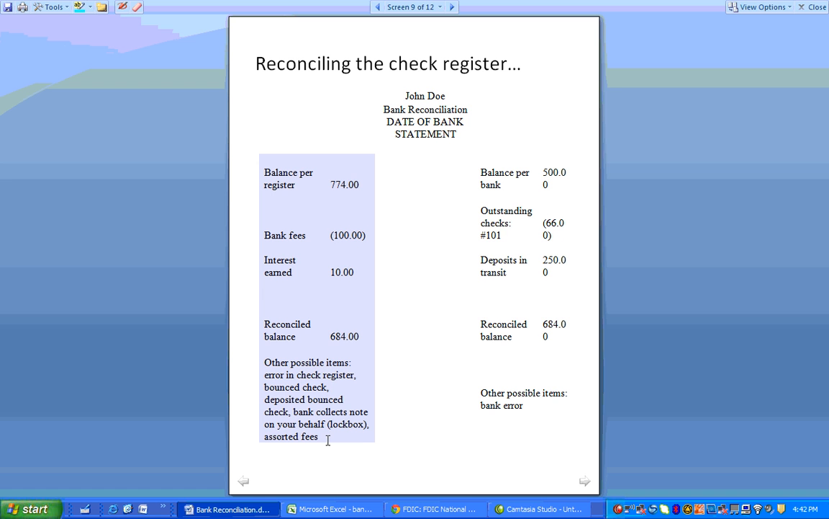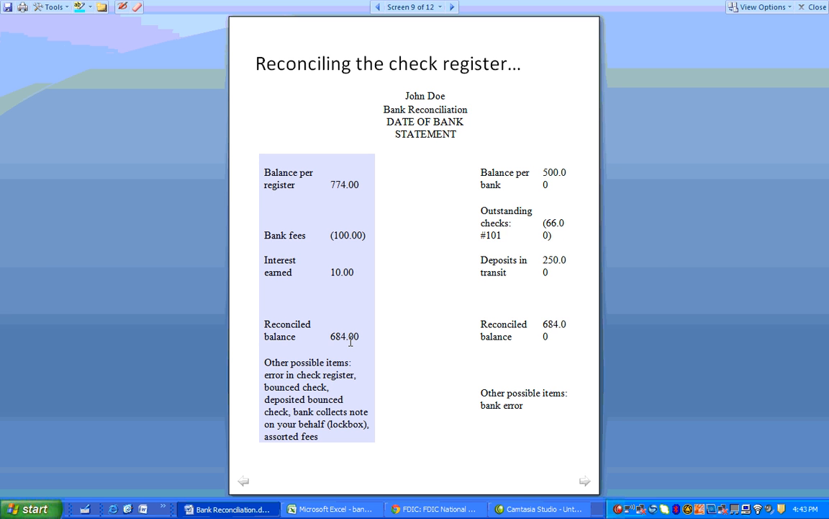You're not done now. Even though this account reconciles, remember, we want to record everything in the register, all of the transactions. So we just found out about a couple more transactions. Here's some bank fees that need to be recorded in the check register, and interest earned. That has to be recorded in the check register. After those have been recorded, the balance per the register will be this reconciled balance. And that's the last step. If you're doing this in an accounting class, you actually have to write the journal entries to increase or decrease cash in accordance with the bank reconciliation.